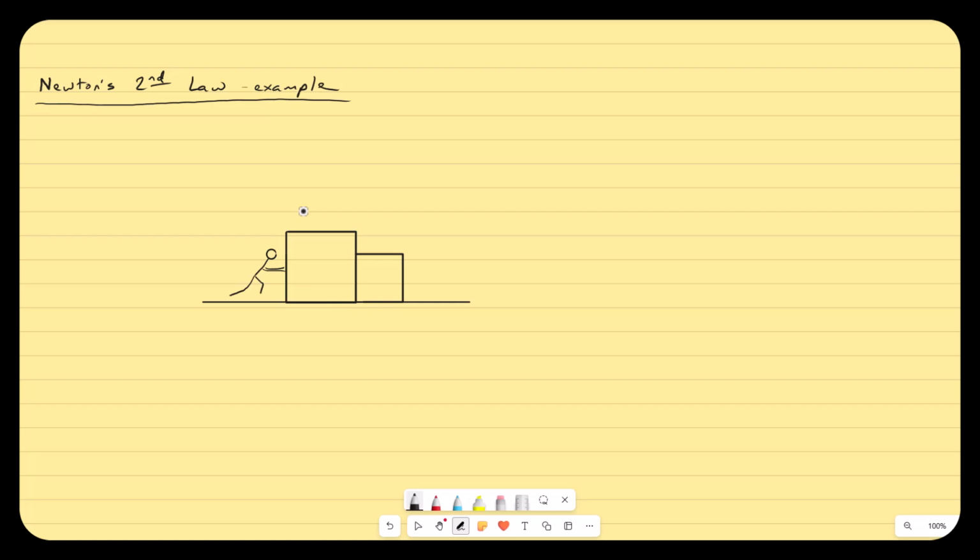We're going to give this one a mass of 100 kilograms, and we'll give this one a mass of 50 kilograms. We can push with a force of, let's say, 450 newtons. And we want to know, we'd like to find the acceleration, and we'd like to find the contact force between the boxes.